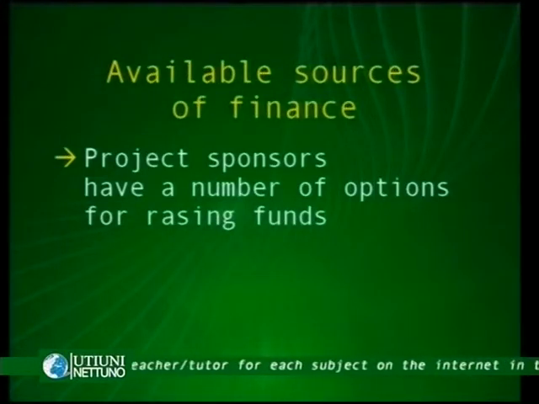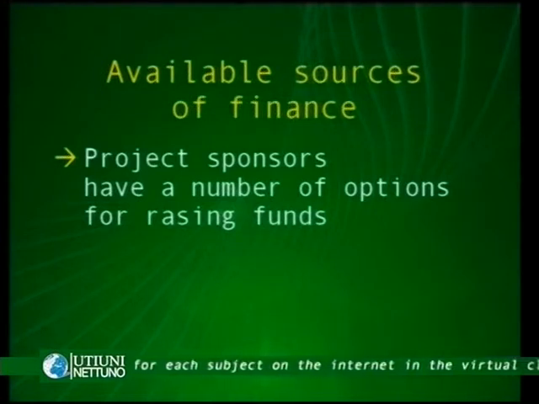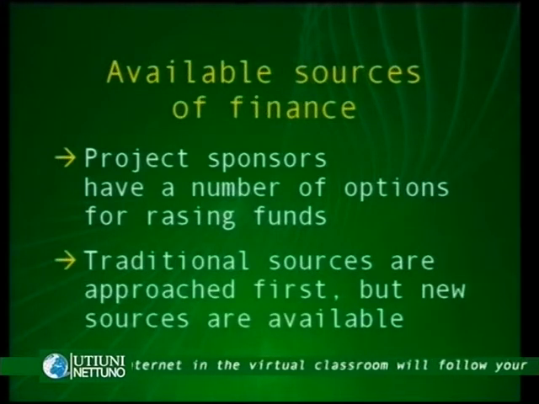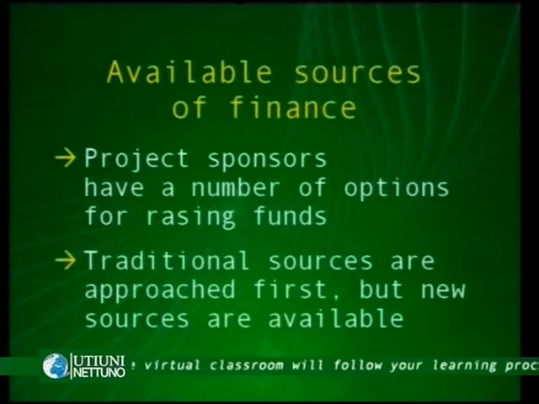So as concerns the available sources of finance, typically project sponsors have a number of options for raising funds, as we'll see in this class. And typically, traditional sources are approached first, but new sources are available. So first of all, the project sponsor seeks equity from owners or debt from banks and other subjects. And then if these traditional sources are not enough to cover the financing need of the project, they try also new sources of financing, as we'll see.